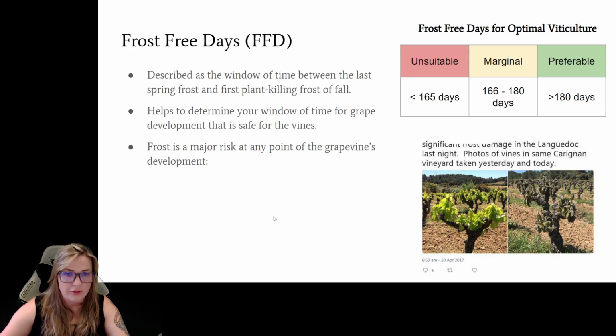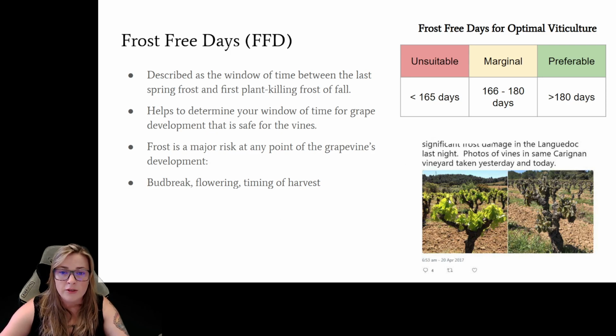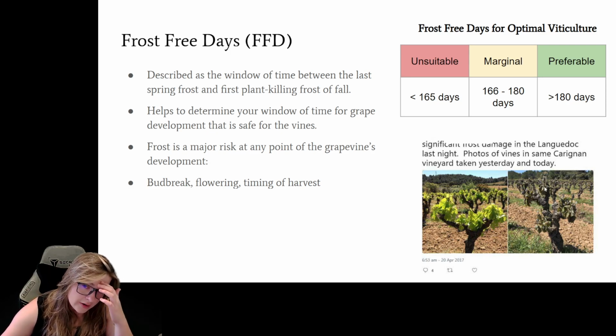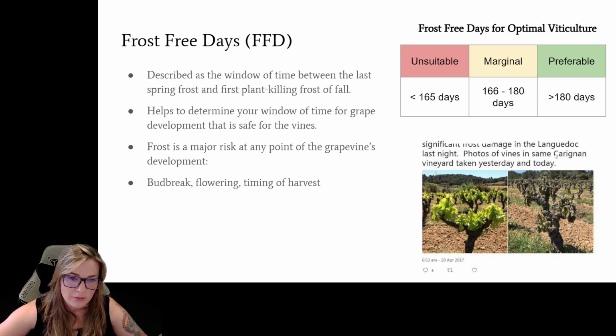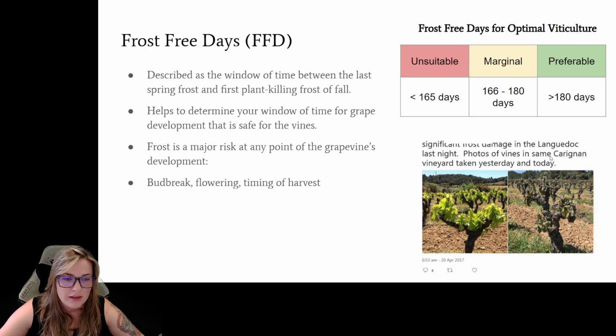Frost, of course, is a major risk at any point of the grapevine's development. So bud break, you could lose your entire crop. Here is a picture of frost damage shortly after bud break. We don't have a lot of shoot development on this head-trained vine. We have just some leaves here. This was before and after, 1 day difference between a regular day and a freeze. So this kills the entire crop essentially. There might be some secondary buds that come out of this. They might be able to harvest something, but it'll be significant damage to their harvest.